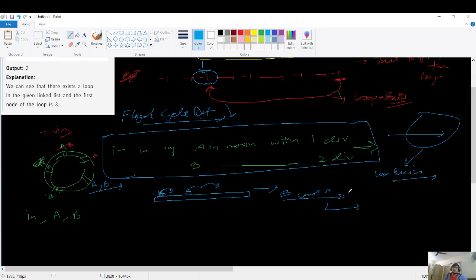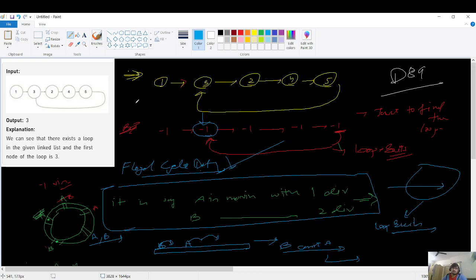This similar intuition is given by Floyd cycle detection. What it says is, let's make a fast pointer which moves two times, and let's make a slow pointer which moves just once. So slow will move once, and it will come to 3, and the fast will come here.